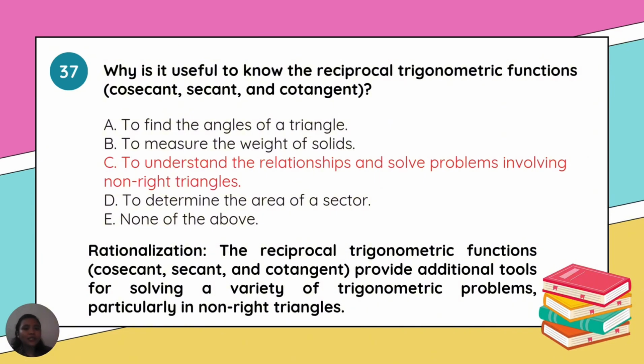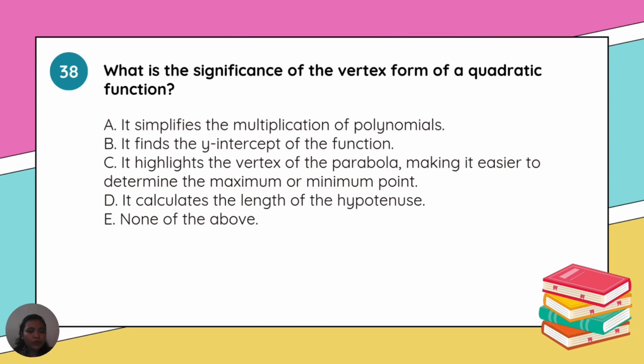To understand the relationships and solve problems involving non-right triangles. So the reciprocal trigonometric functions such as cosecant, secant, and cotangent provide additional tools for solving a variety of trigonometric problems, particularly in non-right triangles. Okay? Number 38. What is the significance of the vertex form of a quadratic function?